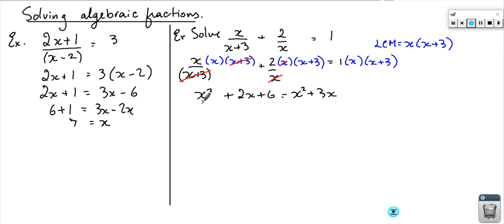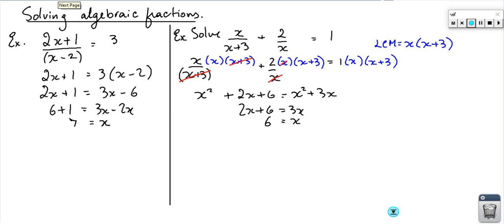In this case, x squared lies on each side of the equation, so we can cancel out x squared. We're left with 2x + 6 = 3x, so x = 6. And that had one simple answer. Okay, let's find another example. Let's work out another example.